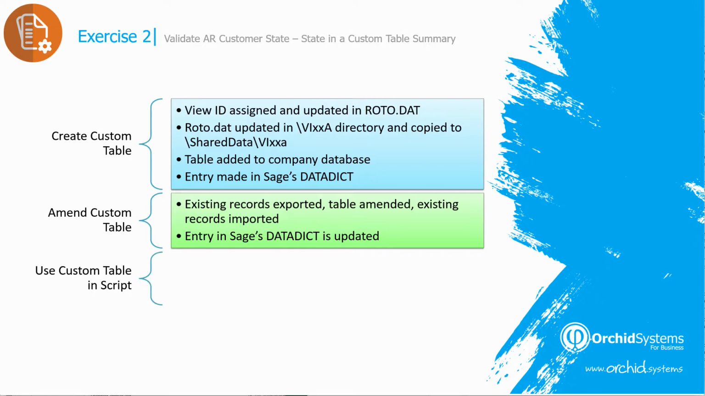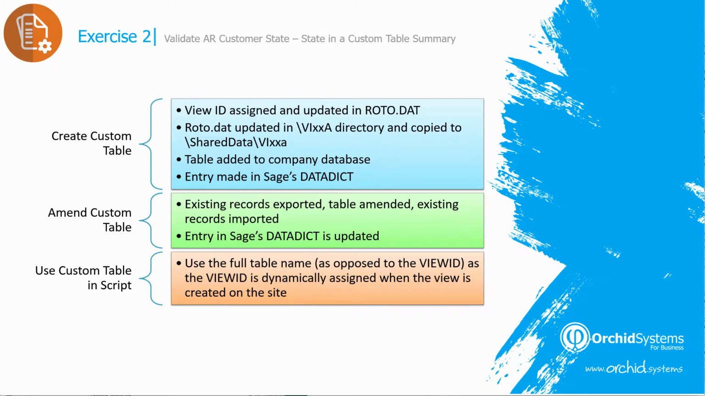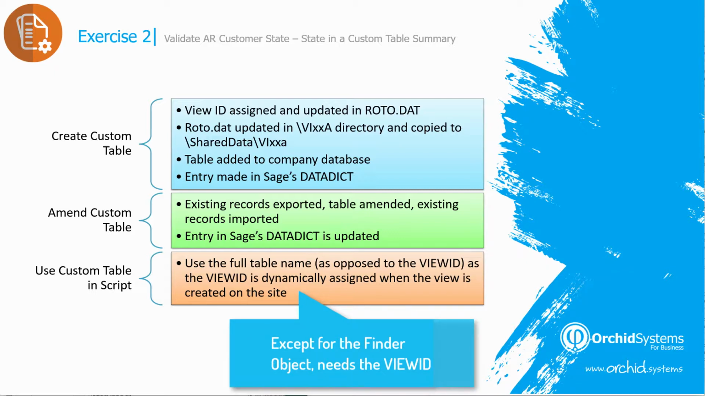And then when we use our custom table in a script, because the view ID is dynamically assigned when the view is created on the site, depending on what other views have been created and the order in which they were created, you use the full table name in your code.